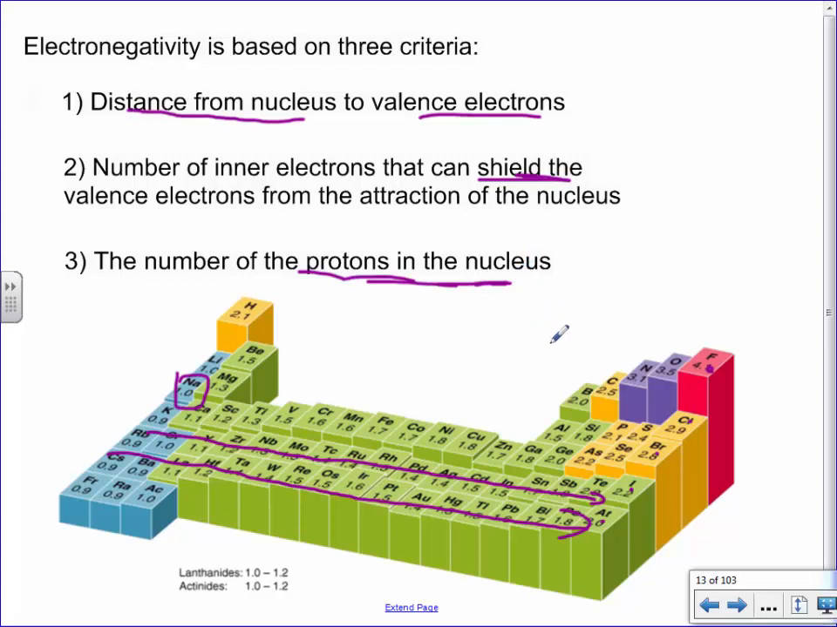But long story short, I need you guys to be able to recognize what an electronegativity is and how it helps form bonds, because we're going to use that later on in our unit.